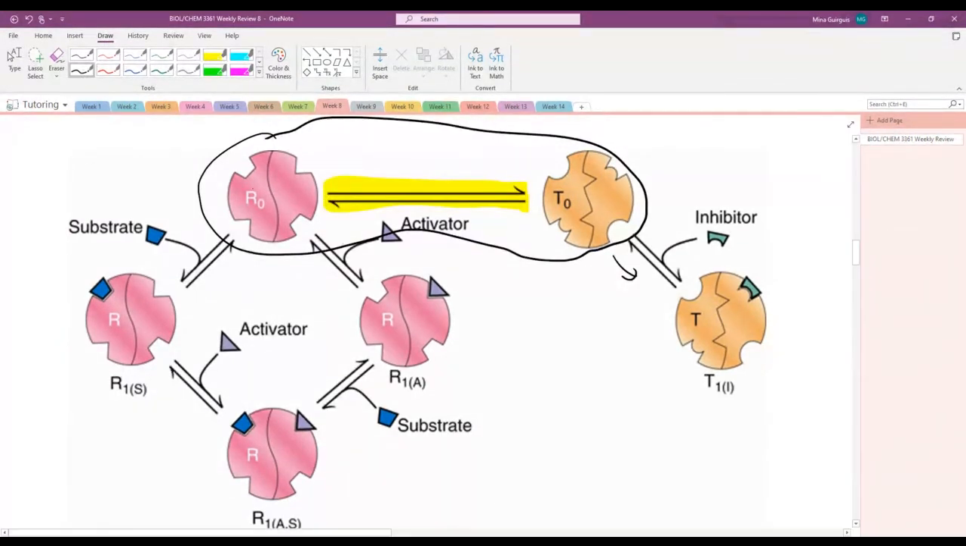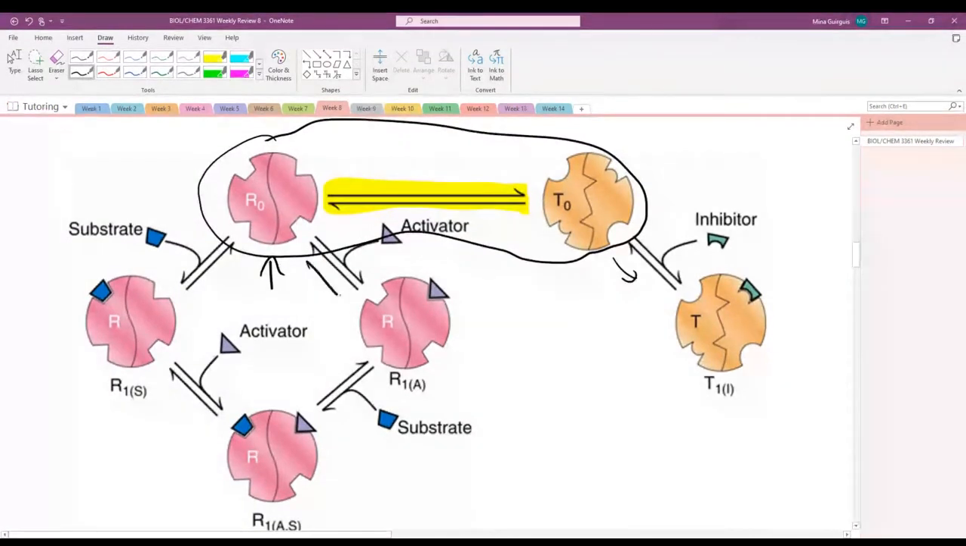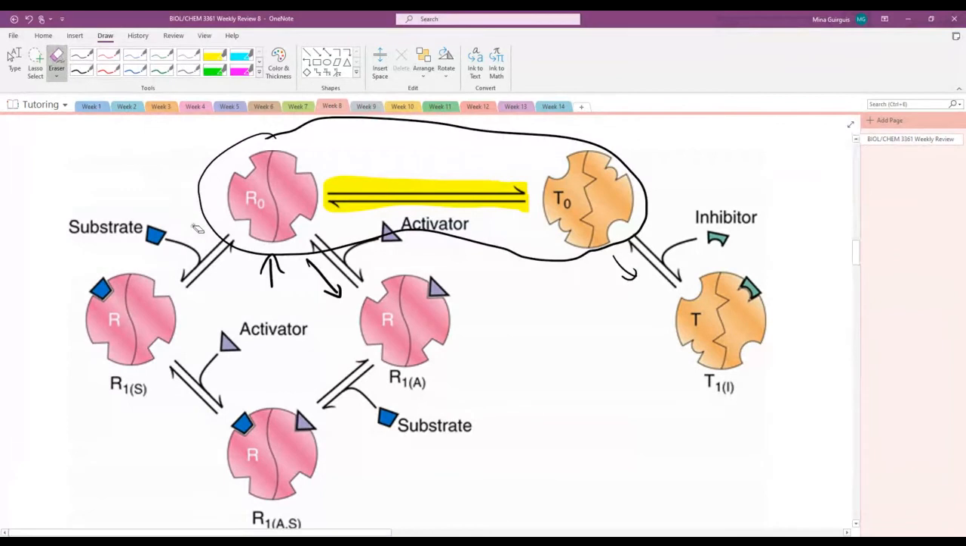When I add an activator, the activator binds to the relaxed state of our enzyme. Excuse me for a moment. Sorry about that. So the relaxed state gets bound to this activator. In other words, we lose some of R0 to create R1A. So R1 is bound to an activator. Substrate would be if it was bound to a substrate. So this is R1A. So now we've made some R1A.